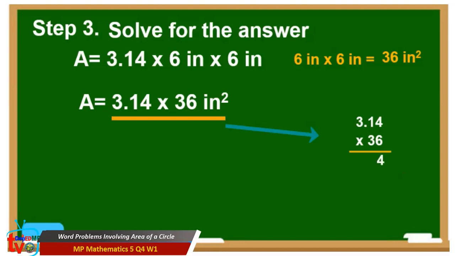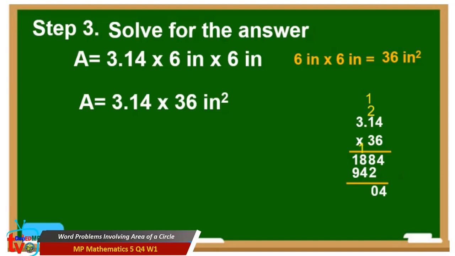6 times 4 equals 24. 6 times 1 plus 2 equals 8. 6 times 3 equals 18. 3 times 4 equals 12. 3 times 1 equals 3 plus 1 equals 4. 3 times 3 equals 9. Add now the partial products. Bring down 4. 8 plus 2 equals 10. 8 plus 4 equals 12 plus 1 equals 13. 9 plus 1 equals 10 plus 1 equals 11.